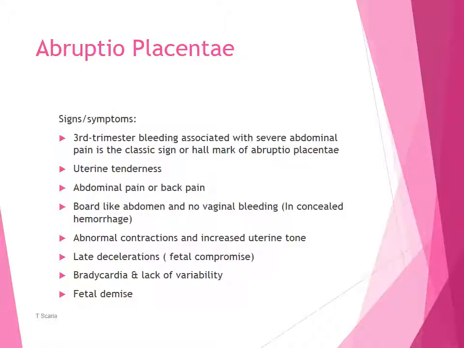Signs and symptoms. Third trimester bleeding associated with severe abdominal pain is a classic sign, or it is called the hallmark sign of abruptio placenta. Uterine tenderness can happen, abdominal pain or back pain, board-like abdomen and no vaginal bleeding. This can occur in concealed hemorrhage, abnormal contractions and increased uterine tone.